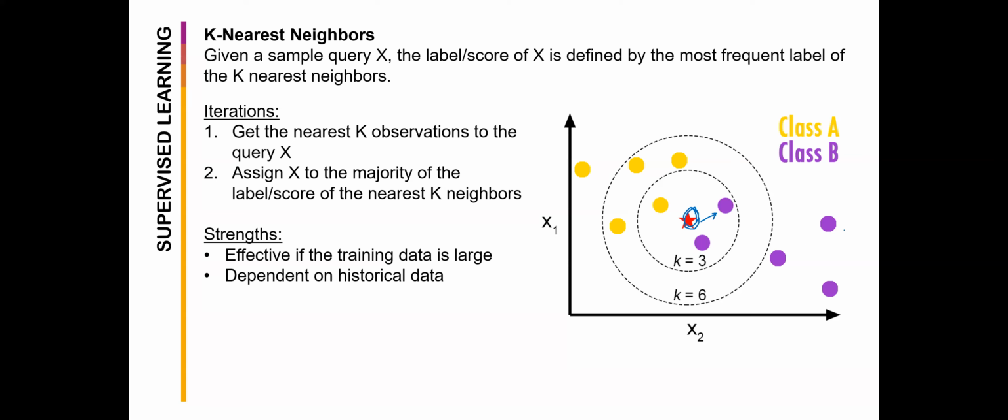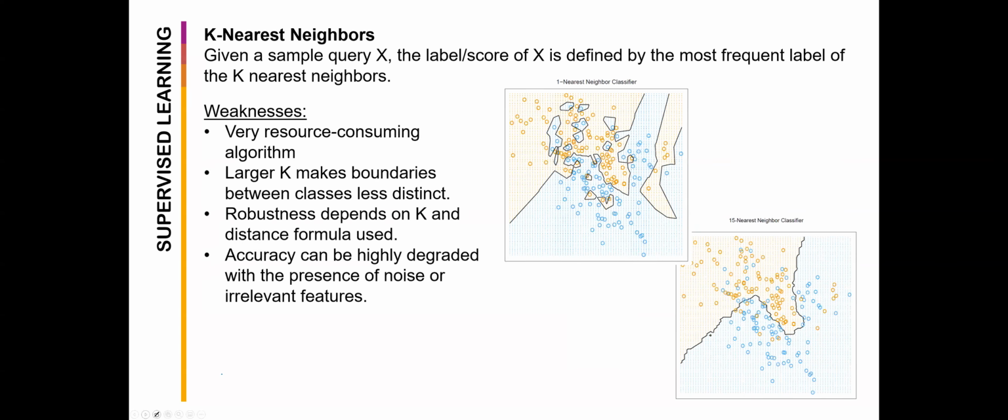But as you can see, it's also very dependent on the value of k. So if we increase k to 6, coming from 3, now we look at the nearest 6 neighbors. We now have the majority shifted from class B to class A. So since we are looking at a large horizon of data points, the clustering could also change. So that's one weakness of k nearest neighbors.